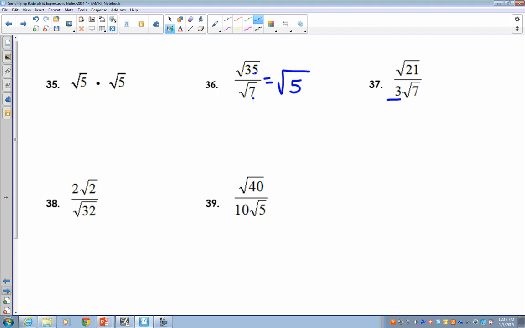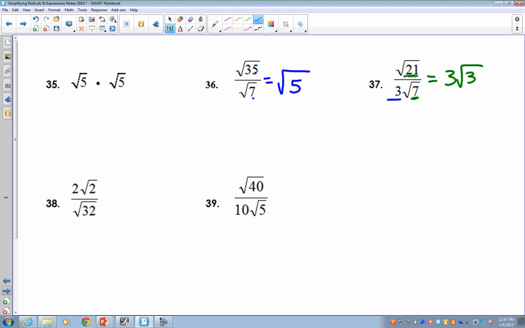Now, 3 is an outside, so I don't do anything to that. It stays outside. But I look at the 7 and the 21. They're both inside, so I can work with those two numbers. The square root of 21 divided by the square root of 7. 21 is divisible by 7, which is 3. So the 3 will stay inside.